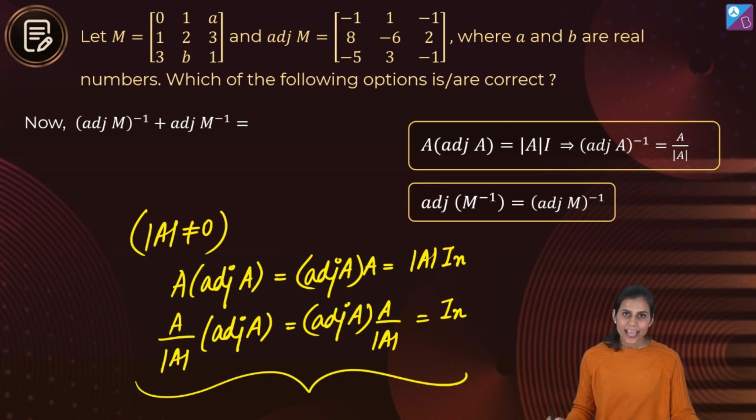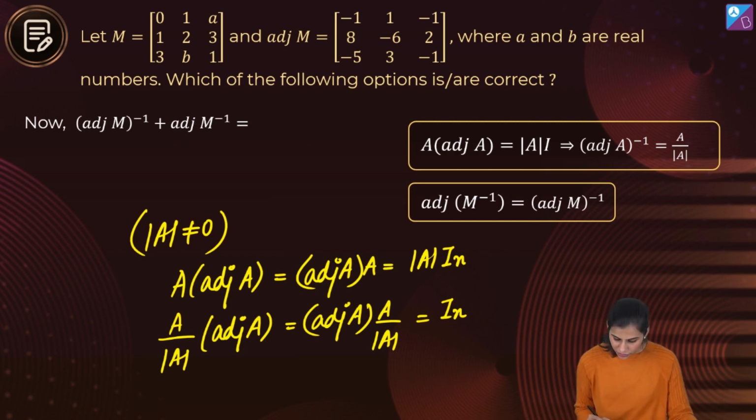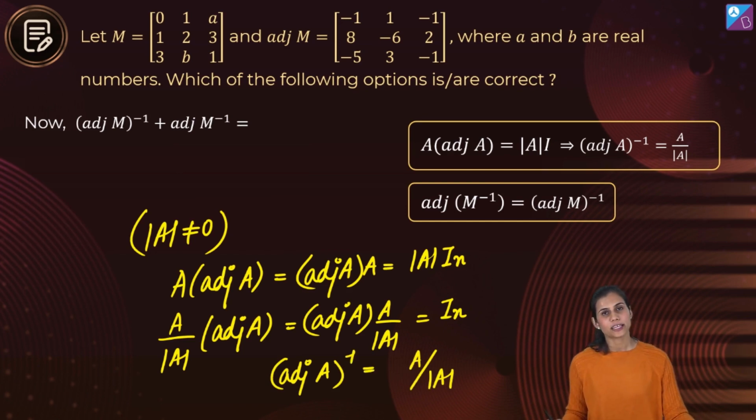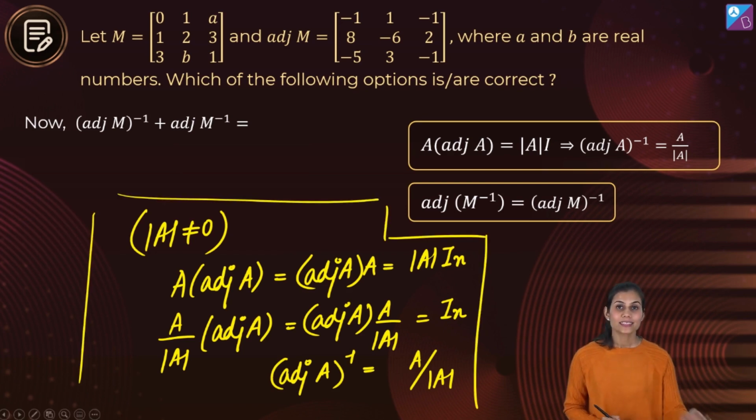Now interpret the language of this question. It says P into Q is equal to Q into P is equal to identity. Product of two matrices in any order is equal to identity. That means both of them are inverses of each other. So if A is a non-singular matrix, then inverse of adjoint of A is nothing but A upon determinant of A. This is a very, very important part that I want to share with you. This is exactly what we will be applying in option C.